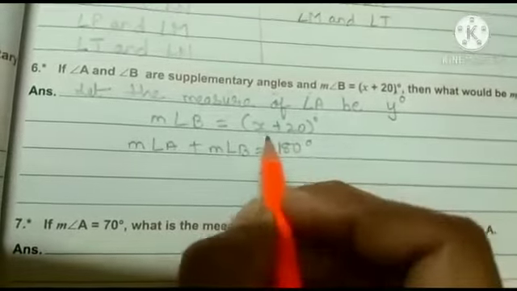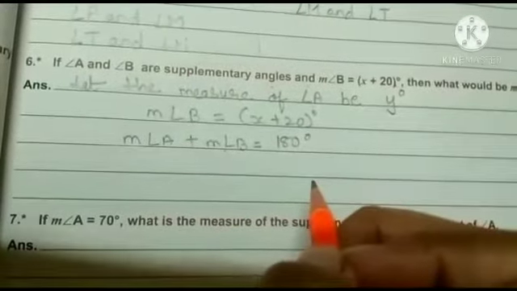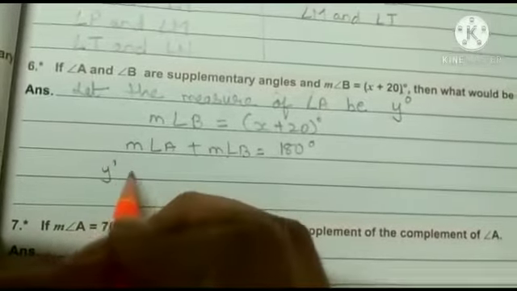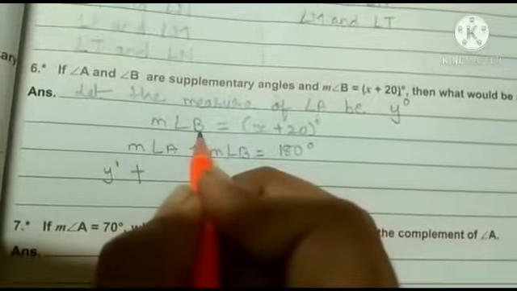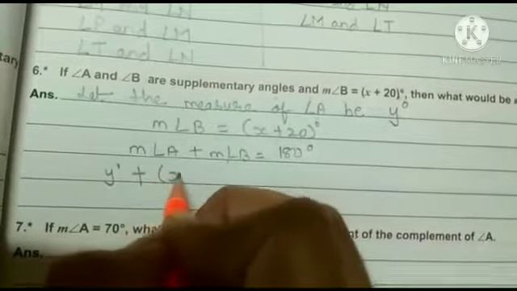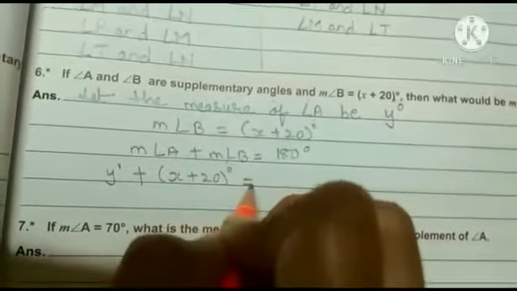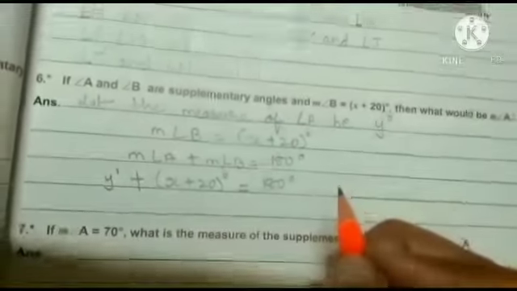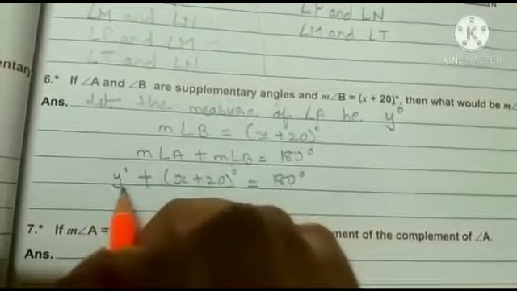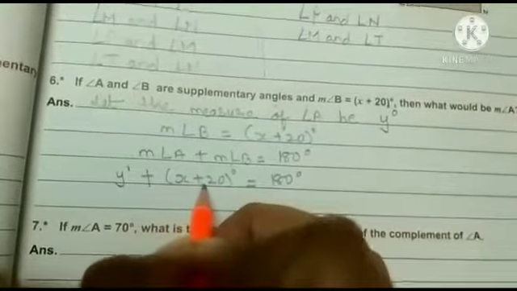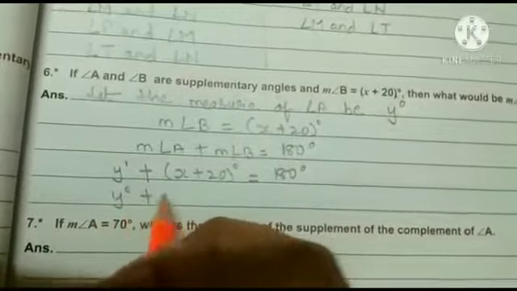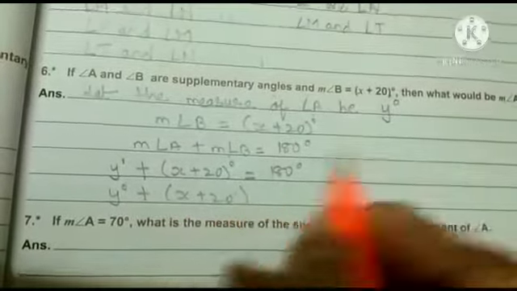Now with the help of this we have to make our equation. So how will you make our equation? Here we will take y degrees plus the measure of angle B, that is x plus 20. So here we will write down x plus 20 degrees is equal to 180 degrees. Clear? From where have we taken the 180? When you add A and B, A and B are supplementary angles, so if you add A and B, you will get 180 degrees. Now again, first we will open the bracket over here.